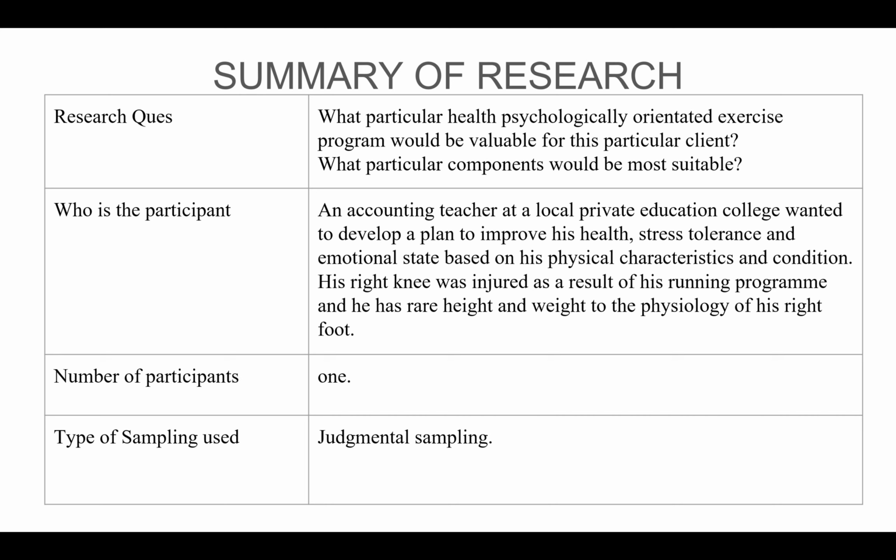So what sampling method was used to select what kind of subject? They used the judgmental sampling method and chose a single participant. The participant, as we introduced before, is an accounting teacher at a local private education college who wanted to develop a plan to improve his health, stress tolerance, and emotional state based on his physical characteristics and condition. His right knee was injured as a result of his running programming, and he has rare height and weight relative to the physiology of his right foot.